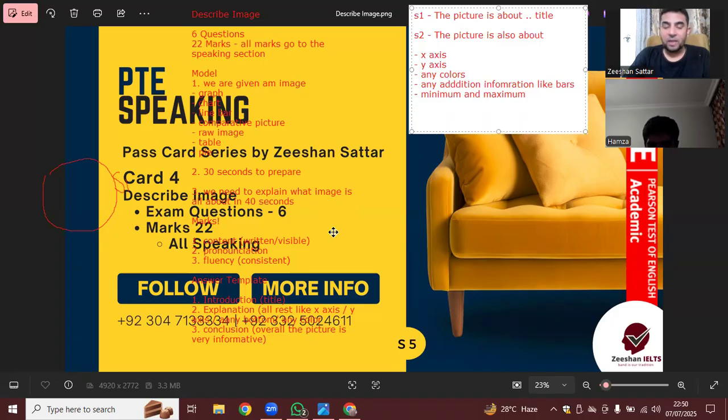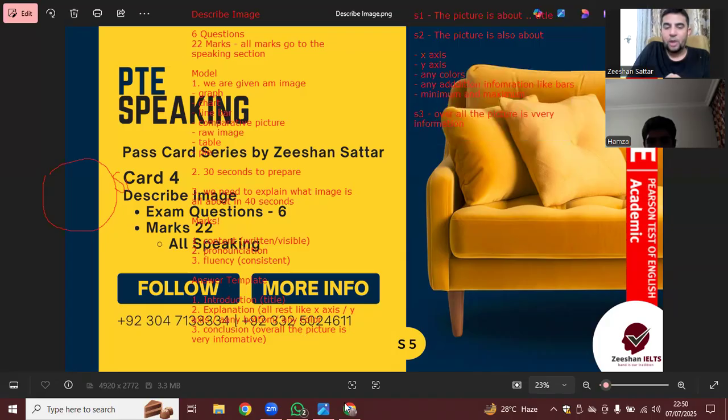And then we enter into sentence number 3. These may make 3-4 sentences, but I'm generally writing in the context of the template. Overall, the image, a good word is that you do not use new words. Overall, the picture is very informative. For an example, we go to the question and see what Zeeshan is saying.